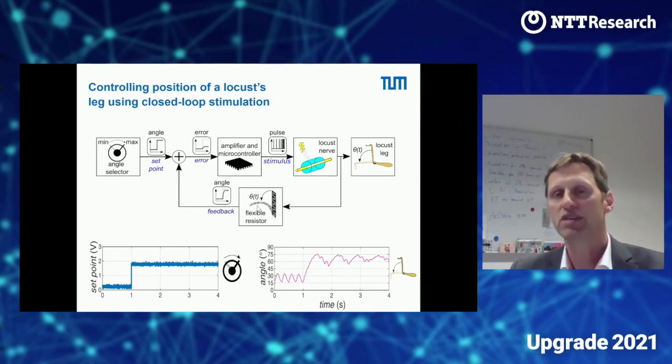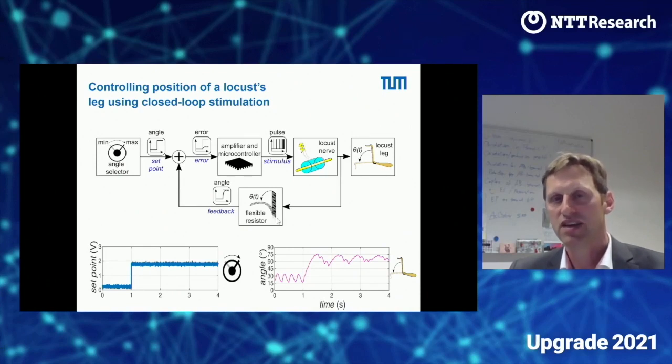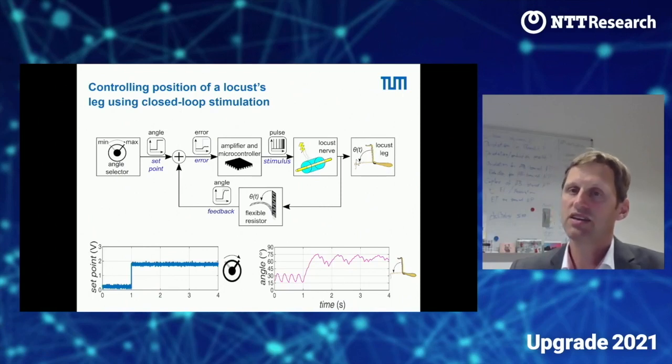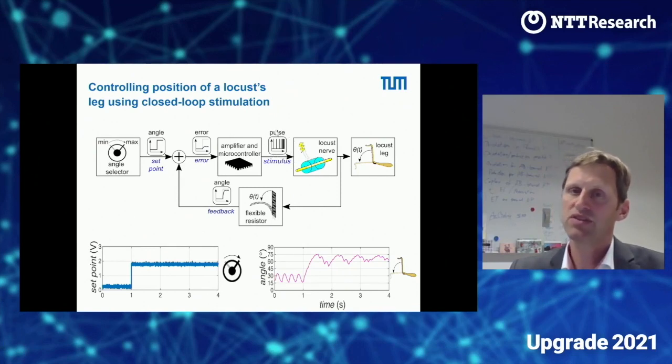You can also do the recording from the nerve, but it's a little bit more difficult to interpret what the signals, what the action potentials that you record are actually doing. On the stimulation side, this is very nice because basically the position of the leg is frequency coded. So if we apply a very simple feedback control loop, we can modulate the pulse frequency with which we stimulate the nerve. We can see how the locust reacts.